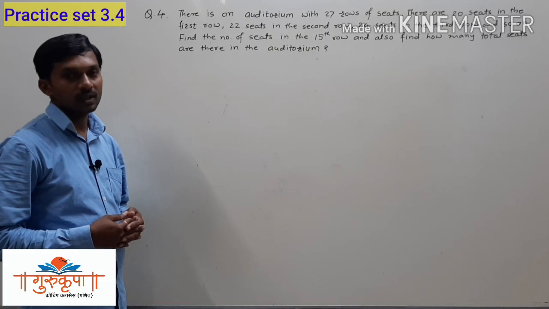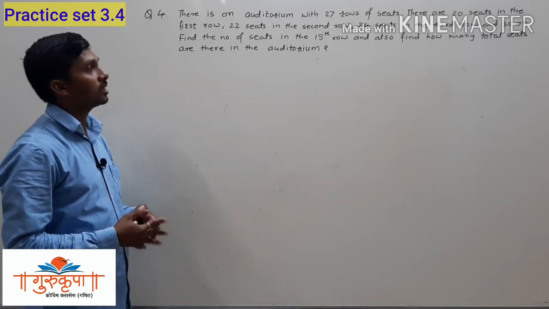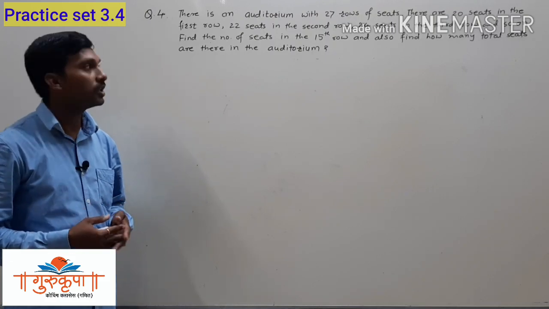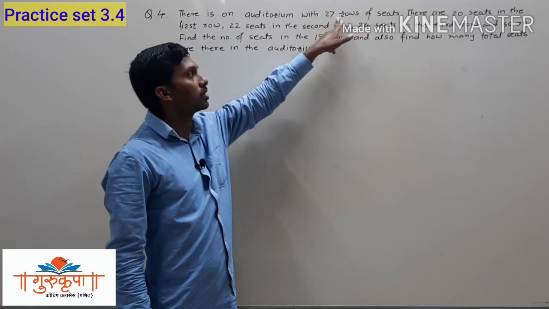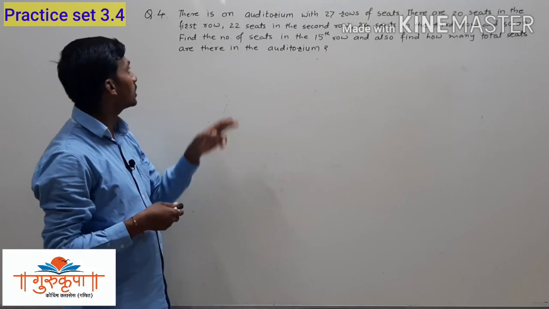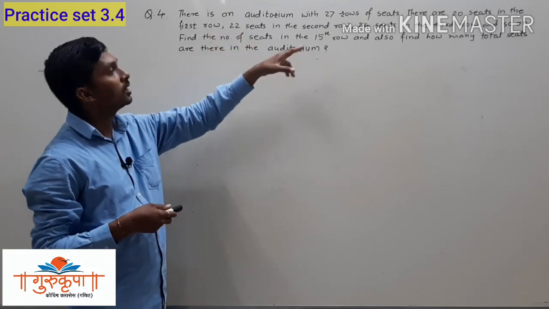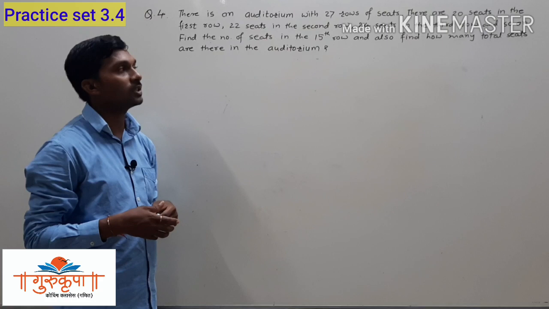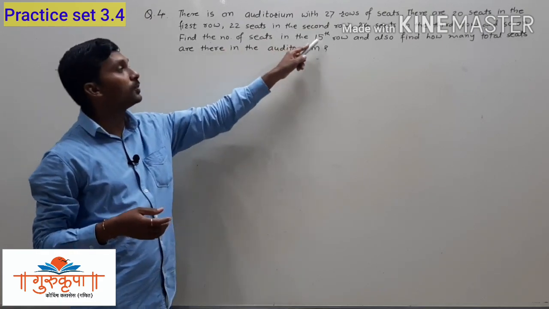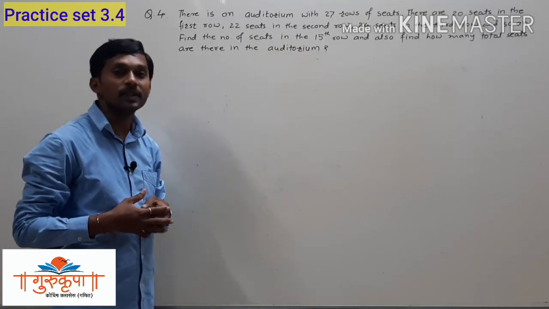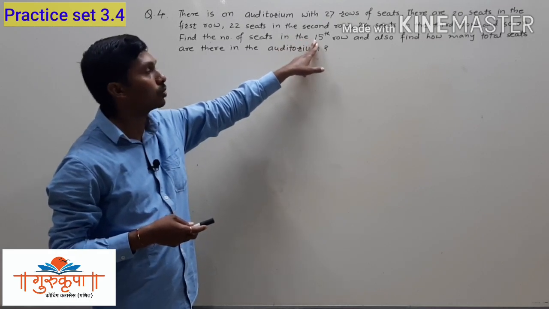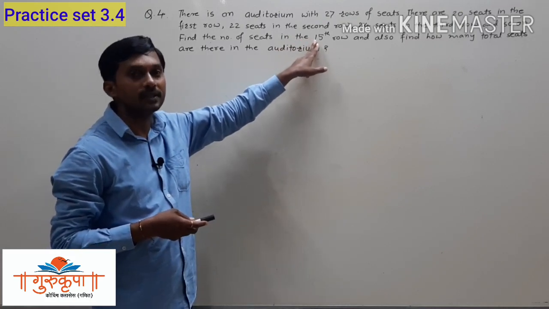Here in the question we have given an auditorium in which 27 rows of seats are there. In the first row 20 seats are there, in the second row 22 seats are there, in the third row 24 seats are there. Now we have to find the number of seats in the 15th row. It means that we have to find T15.